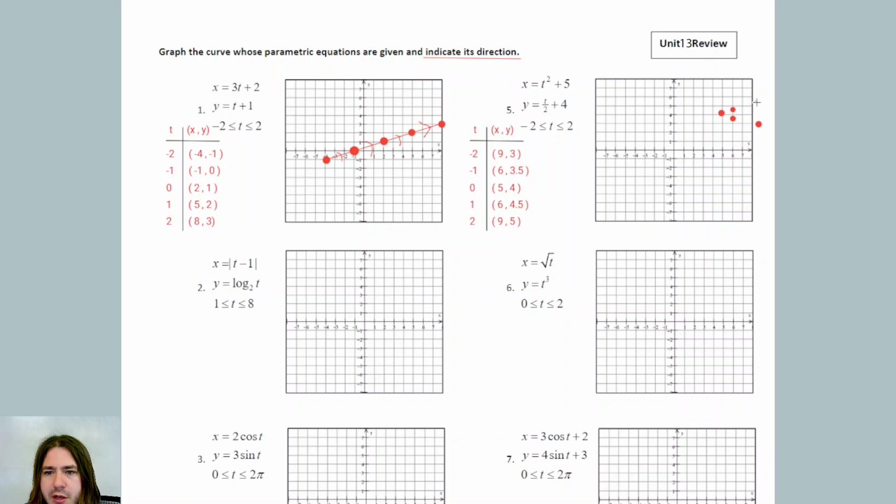So this change in position is going to start by going left and up, and then right and up. So we have a little parabola here, and the arrows should indicate the direction in which it's moving. So try to put some arrows on here.